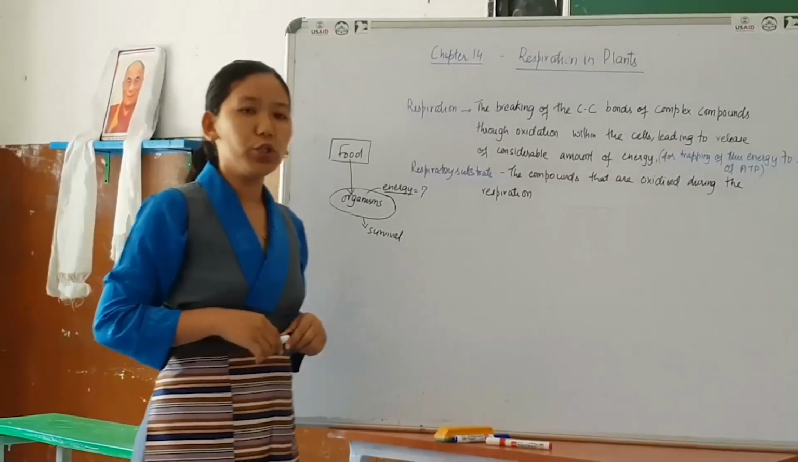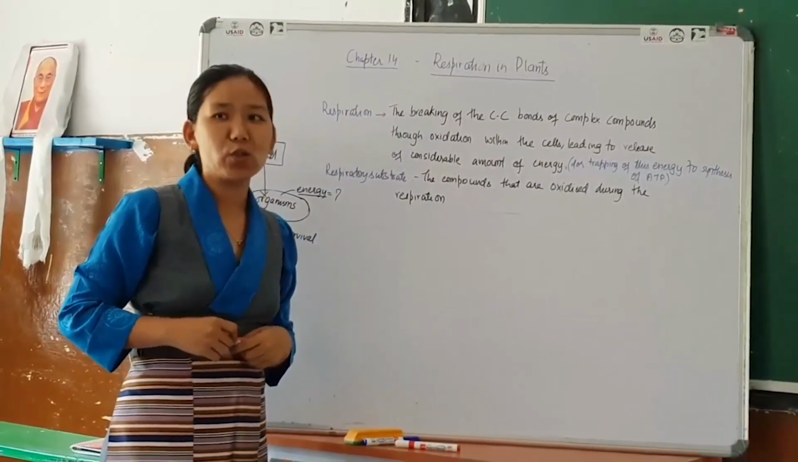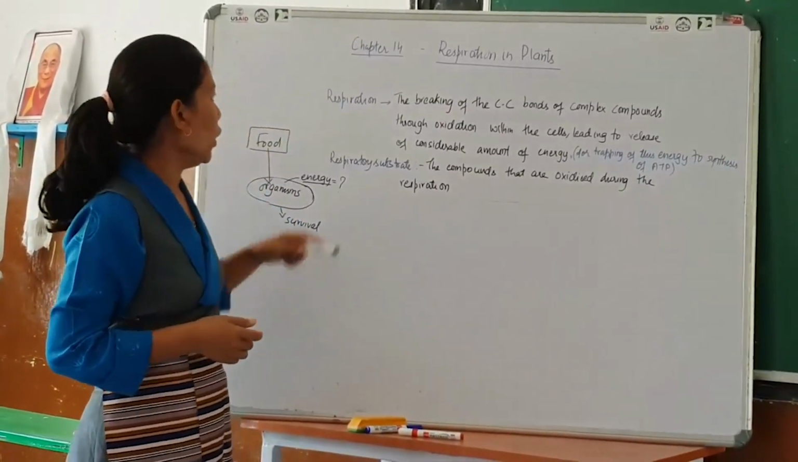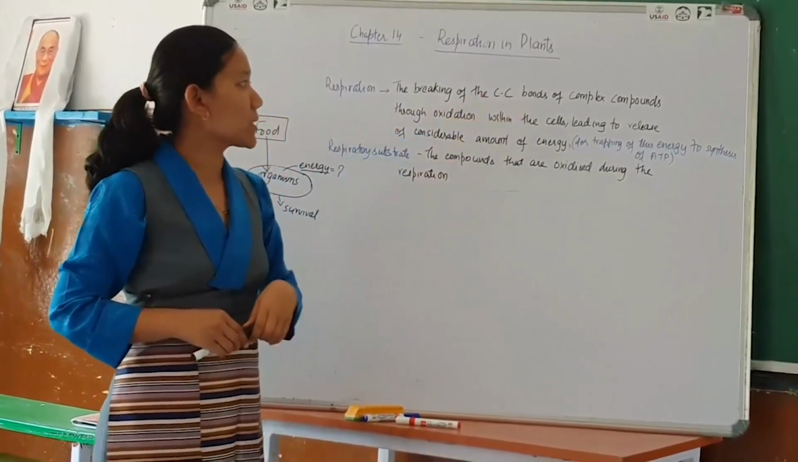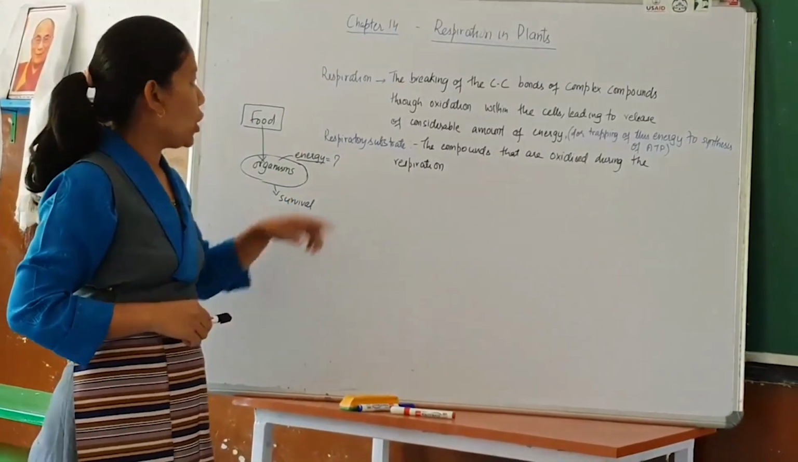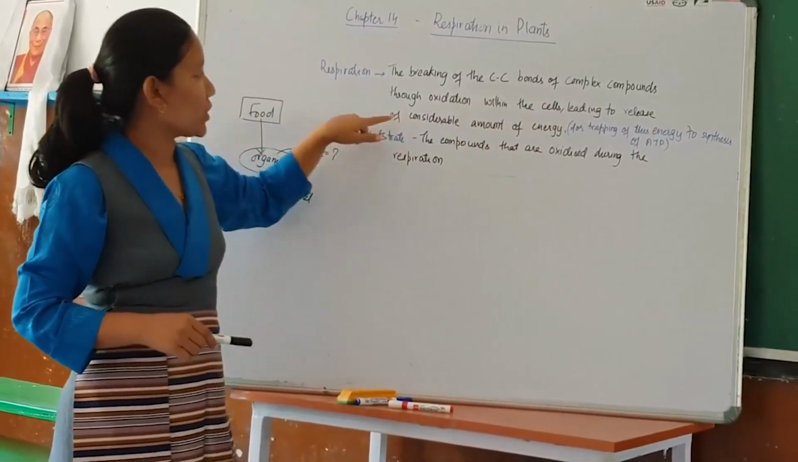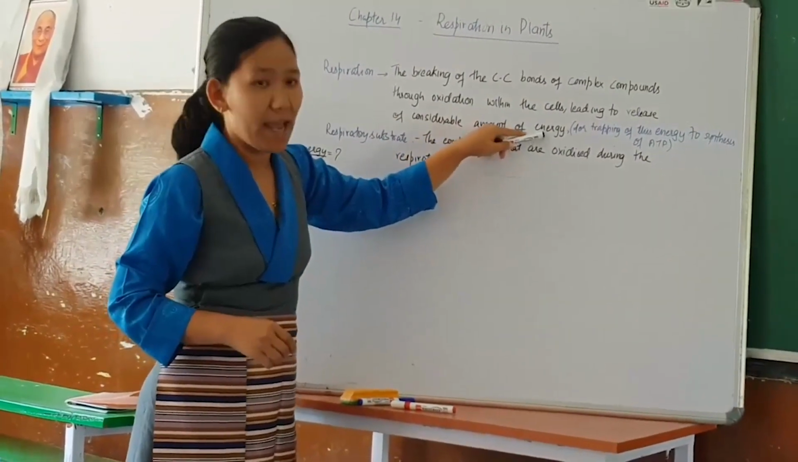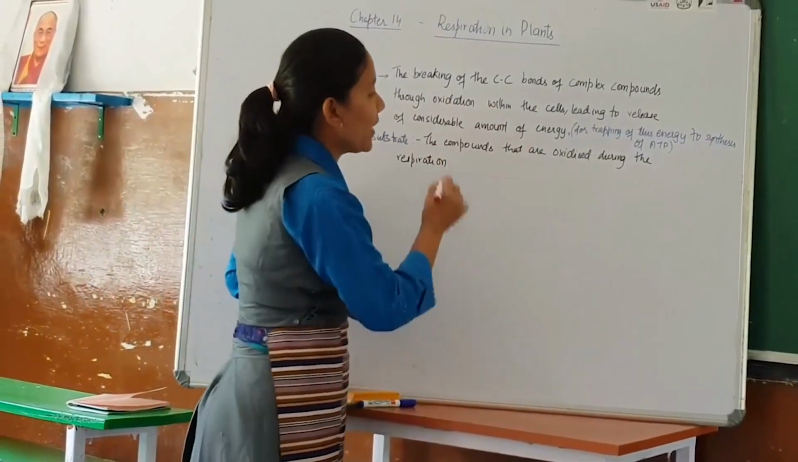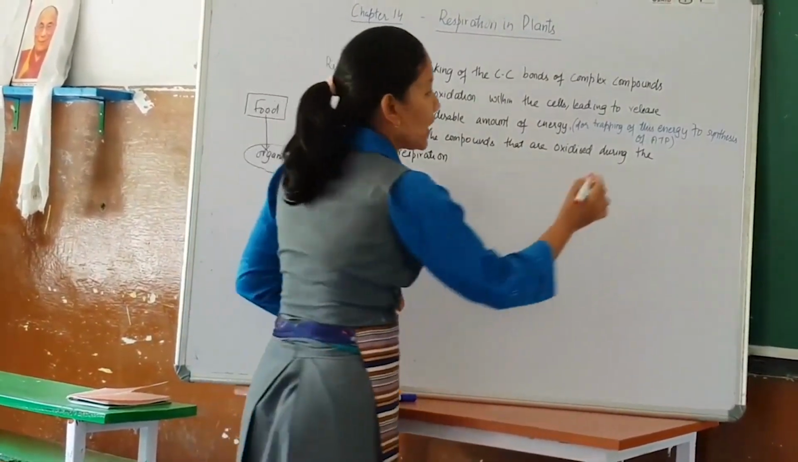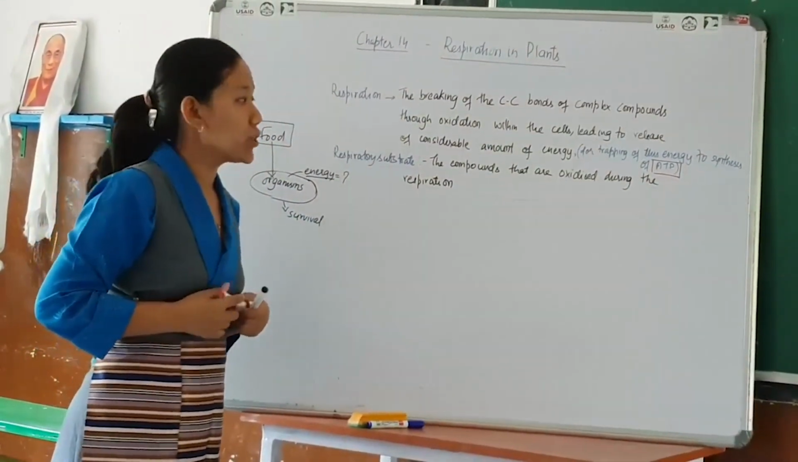So today we are going to look at chapter number 14, respiration in plants. So let us look at the definition of respiration. Respiration is the breakdown of carbon to carbon bond of a complex compound like glucose through oxidation within the cell, leading to release of considerable amount of energy, and that energy is used to synthesize the currency of energy called ATP, adenosine triphosphate.